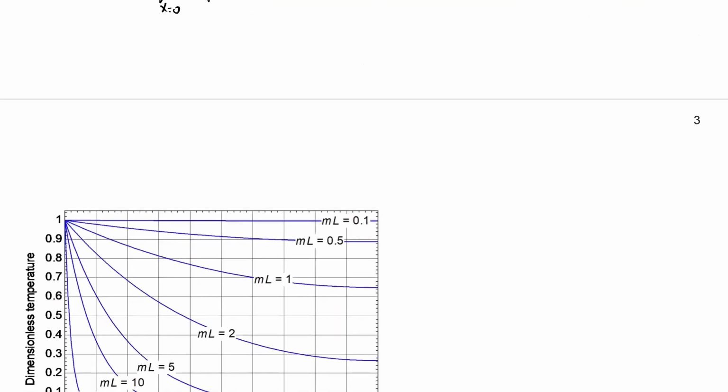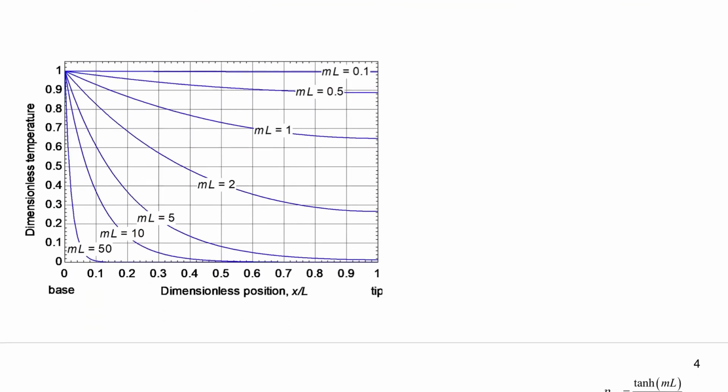So for larger mL, we should see that the temperature profile drops more quickly as a function of position. Right? And we see that here. For a really big mL, we're essentially talking about a fin that's really, really long relative to some of the other thermal properties. So right away, you lose all that heat.